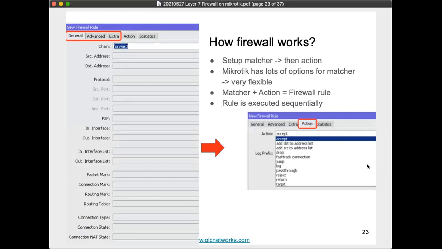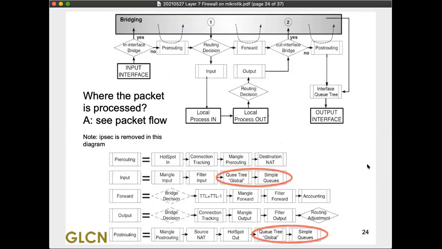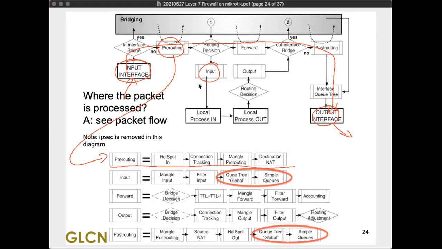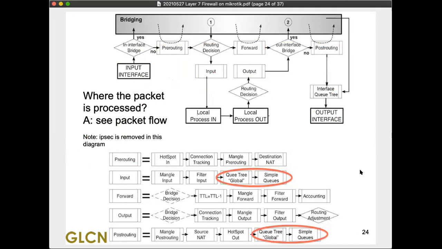Yes, who is it? Faisal, okay. Now, where the packet is processed means that we need to understand the packet flow. This is the previous diagram of the packet flow from MikroTik. It is a very simple diagram at a higher level. Packets come in from here, get processed, and then come out there. If you zoom in, pre-routing looks like this, and then here's the process. Input, zoom in, this is the process. Then so are forward, output, and post-routing. Those are the processes in the firewall.